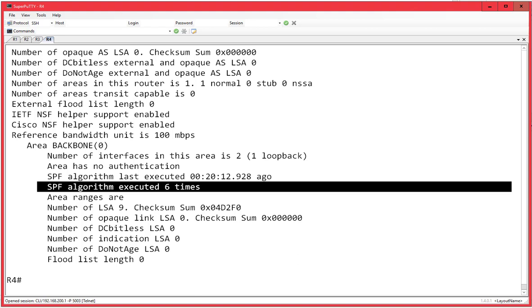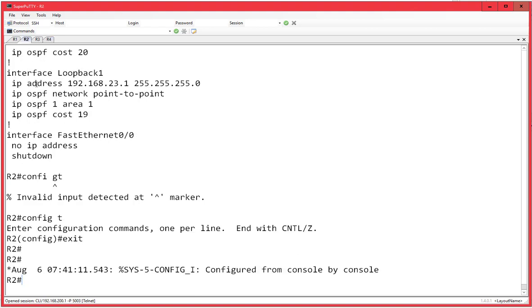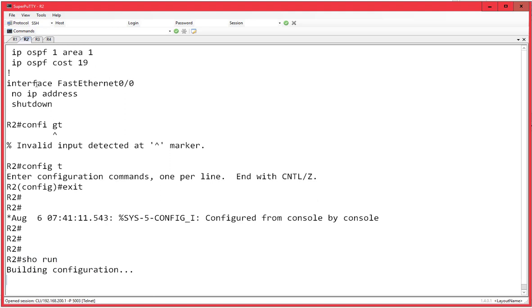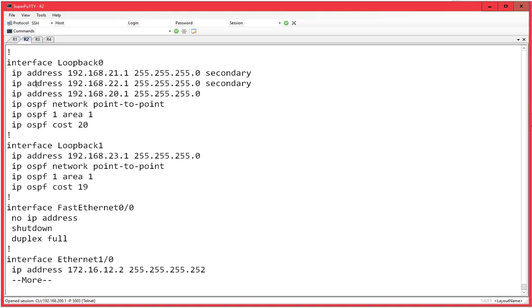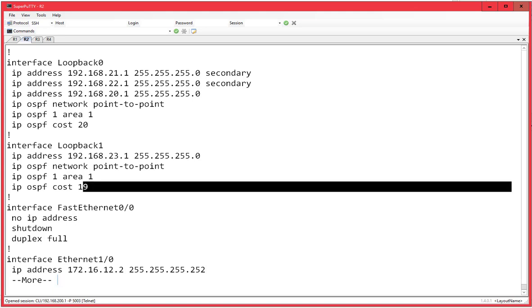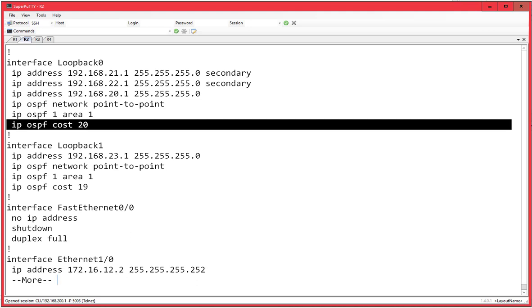What's going to happen when I shut down loopback 1 on router number 2? Specific to this summary. You sure it's nothing? What's going to happen when I shut down loopback 1 on router number 2?